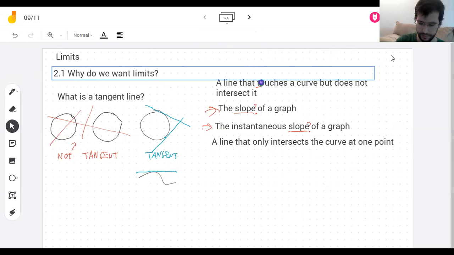This one also has a similar problem, because I don't know what I mean by touch. Why is this touching, but this is not touching? I think there's something there, and I hope we get there.